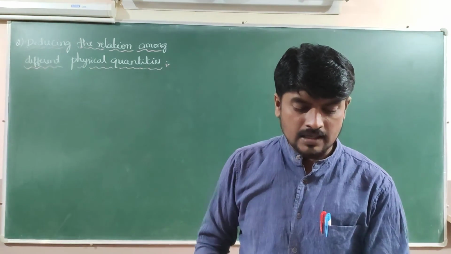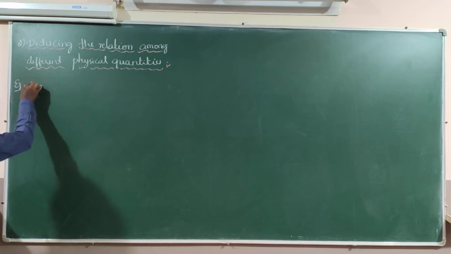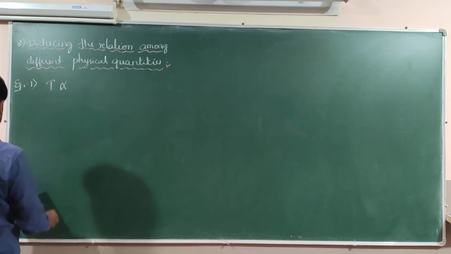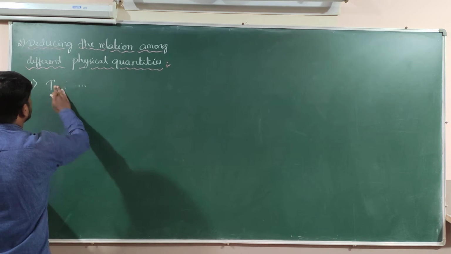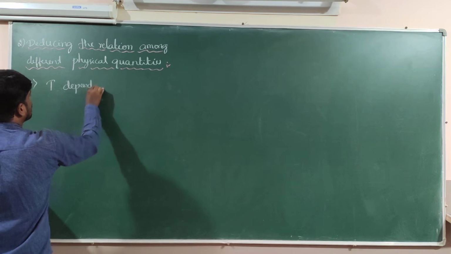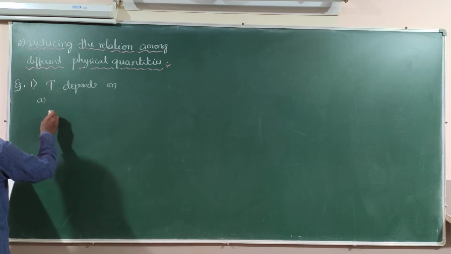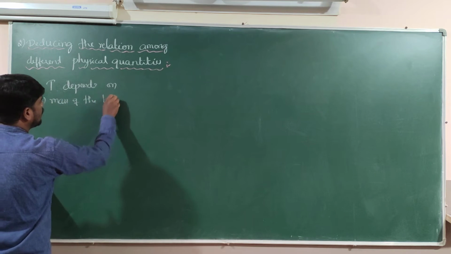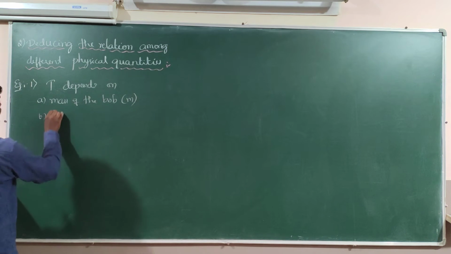The time period t. This is the only example which is mentioned in our textbook. The time period t of a simple pendulum depends on the mass of the ball, which is small m, and on the length of the pendulum.